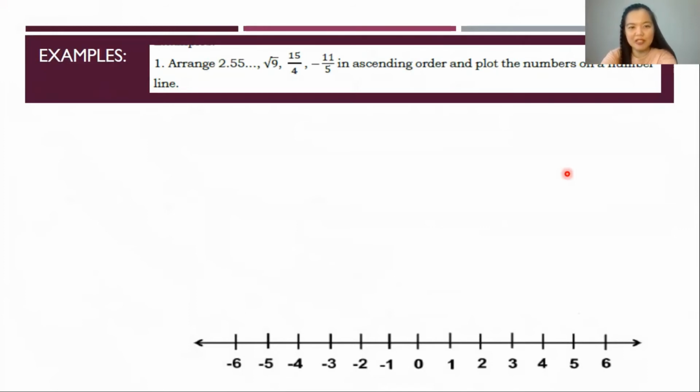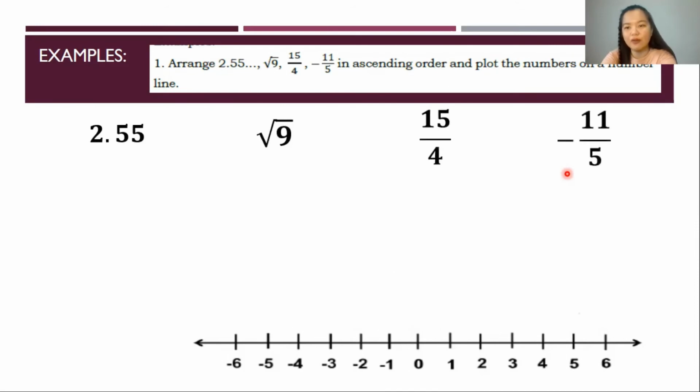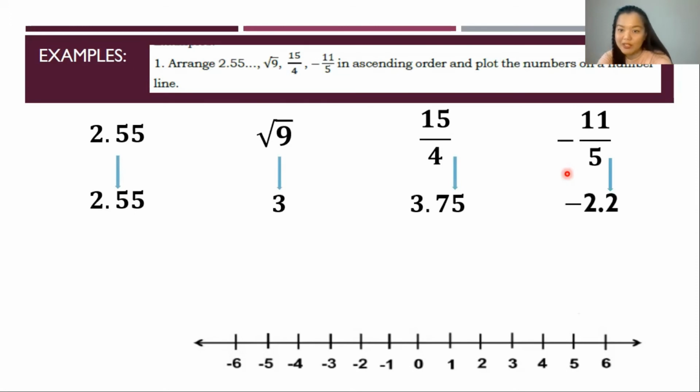I-list muna natin yung mga numbers. We have 2.55, square root of 9, 15 over 4, and negative 11 over 5. Ang ginagawa ko dito para mapadali iyan, trina-transform ko muna sila in a decimal form or a whole number. So, yung 2.55 in decimal, the same, 2.55. Square root of 9 is 3. And 15 divided by 4 is 3.75. And negative 11 over 5 is negative 2.2.